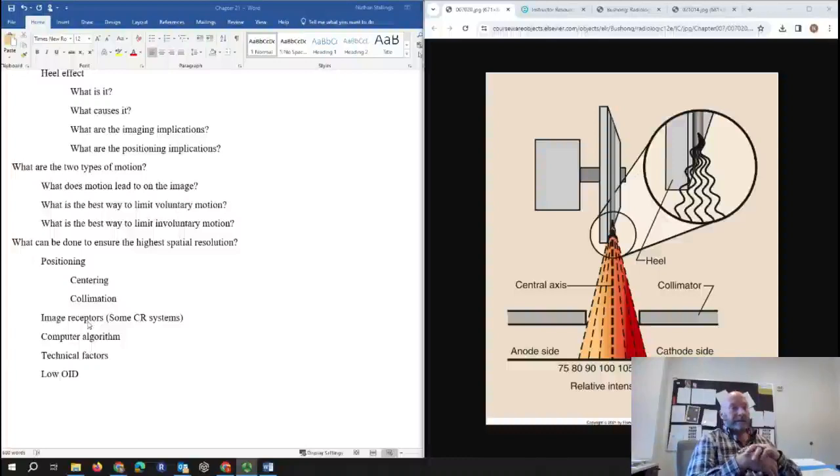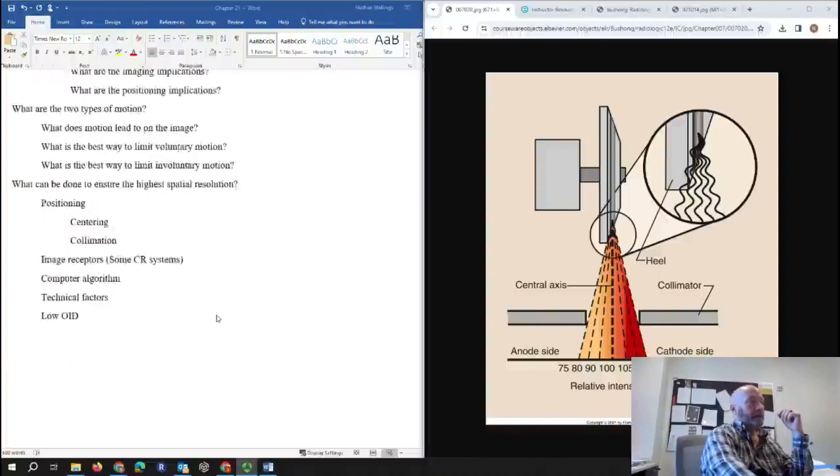Collimation we talked about in class, and that's a digital thing. So if you don't collimate, then you get that minimized image. So that's not really magnification of the image, it's magnification of the display. It's not really the same thing, but it has the same net effect. You're going to have a little bitty image. Image receptors really don't play a part anymore. Computer algorithm really doesn't play a part in your spatial resolution, but it does in contrast resolution. Use proper technical factors and certainly as low an OID as possible.